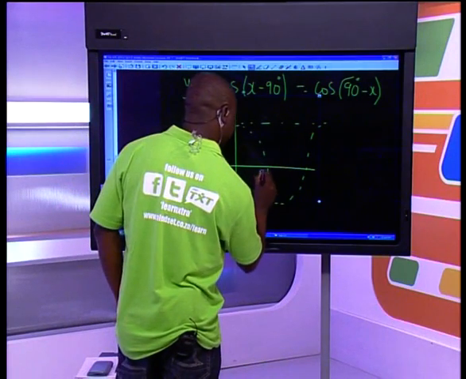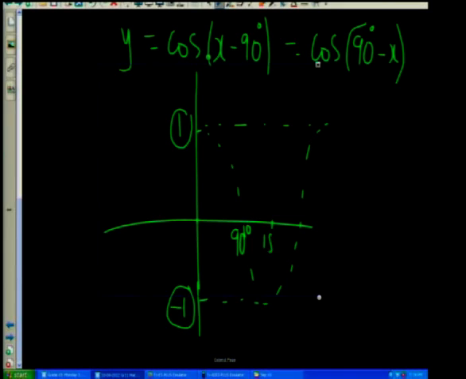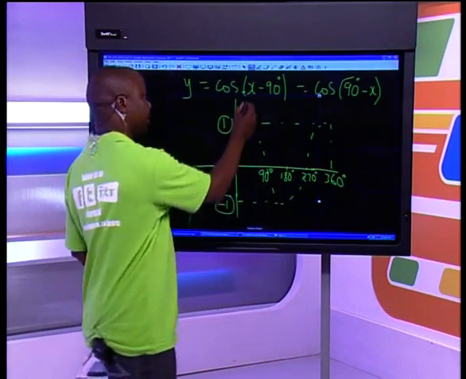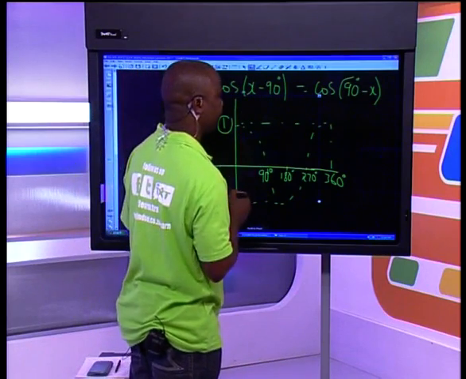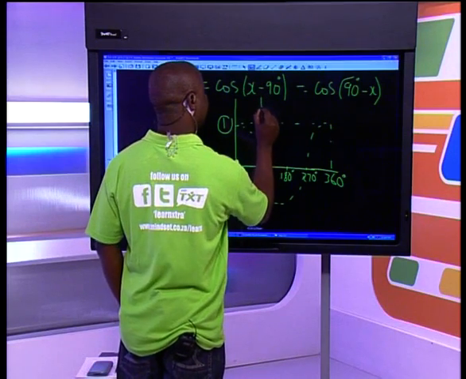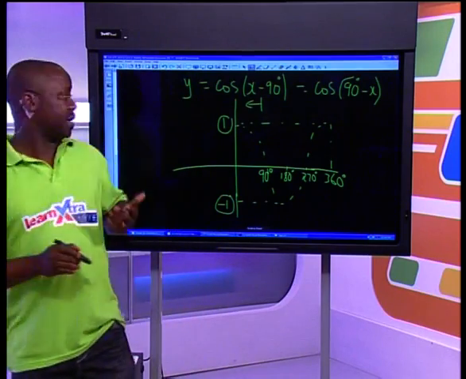So we had a 90 degrees here and a 180 there, 270, and finally 360 degrees. Now we're going to take this graph and shift it horizontally. What you're going to notice is, although it says x minus 90 here, we take this as a movement.